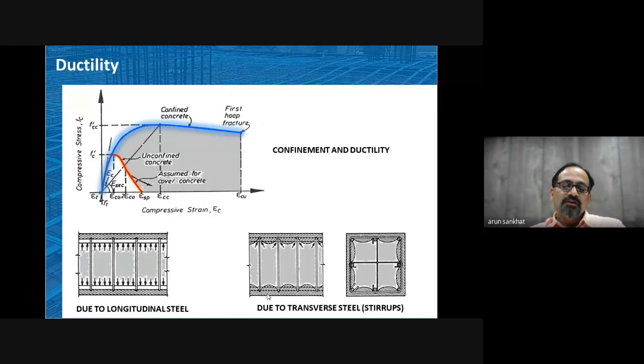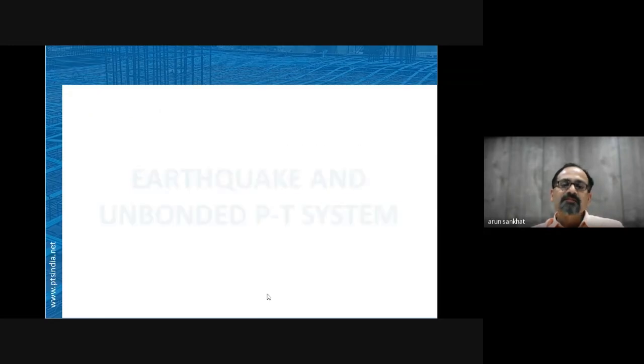Even we can follow the ductile detailing IS 13920 criteria also in the design, so that we can ensure that a proper amount of ductility will be observed in the behavior.